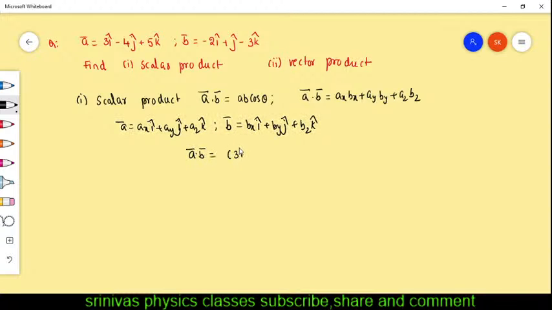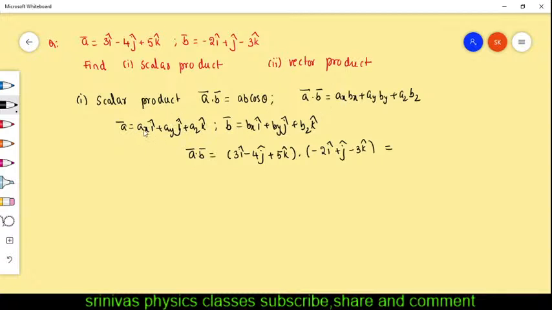A bar first we have to write. A bar is what in the question? 3I minus 4J plus 5K. Dot B bar is what in the question? Minus 2I plus J minus 3K. Right? And how to find the dot product? Very carefully you have to listen. In the dot product, what do we have to do?